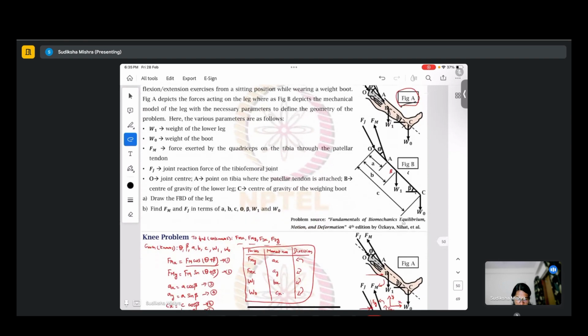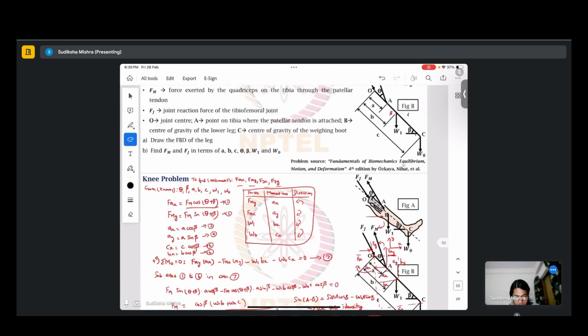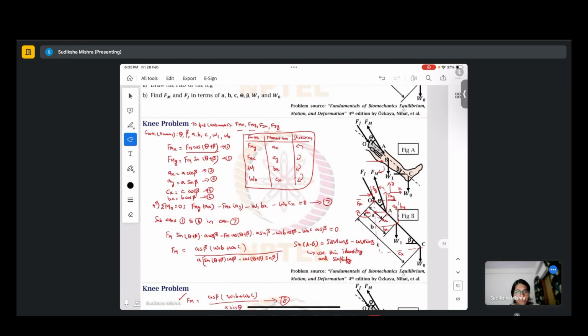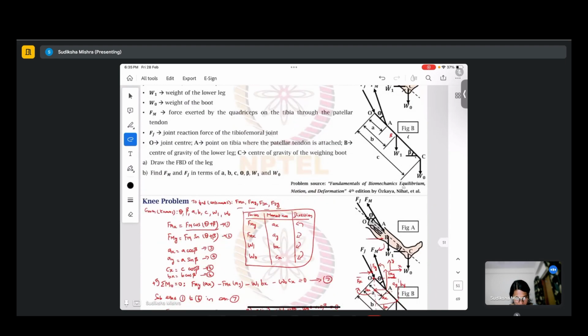Now draw the free body diagram of the leg and find Fm and Fj in terms of A, B, C, theta, beta, W1 and W0. A is the distance between O and A, basically the points for Fj and Fm. B is the distance between the origin and the point of action of W1. C is the distance between the origin and the point of action of W0. Okay, so again slightly complicated, but if everything is taken care of, it's relatively simple.